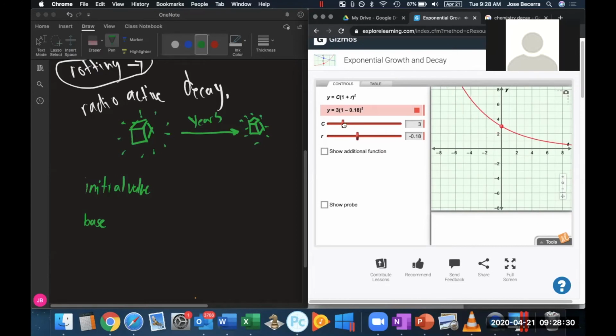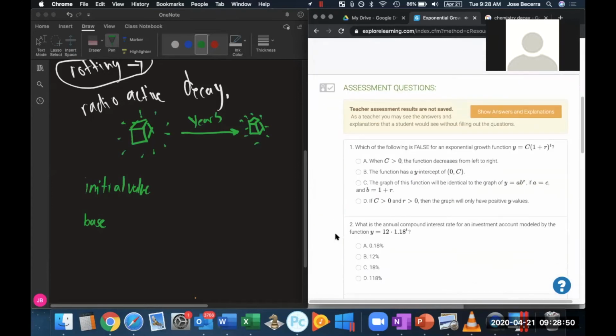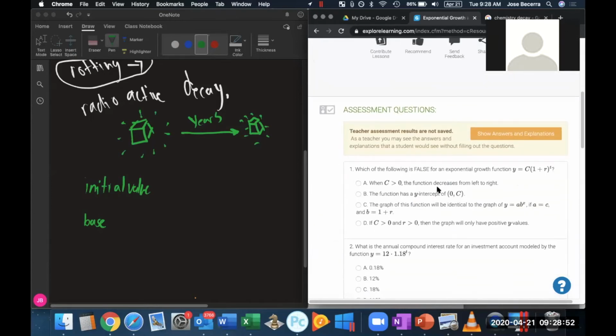Now, here's the other thing. We can make our C bigger, right? And this graph is still decreasing. Why is this graph decreasing? Because the R is negative. Yeah, because the R is negative now. So in either case, this answer would be wrong because it doesn't necessarily happen all the time. So it's not always going to be false.